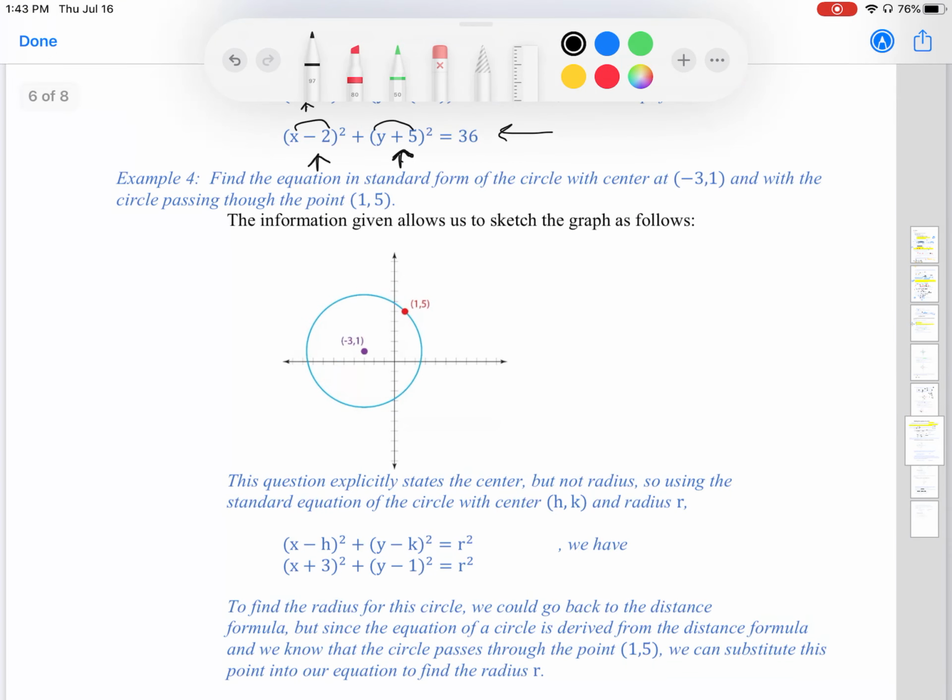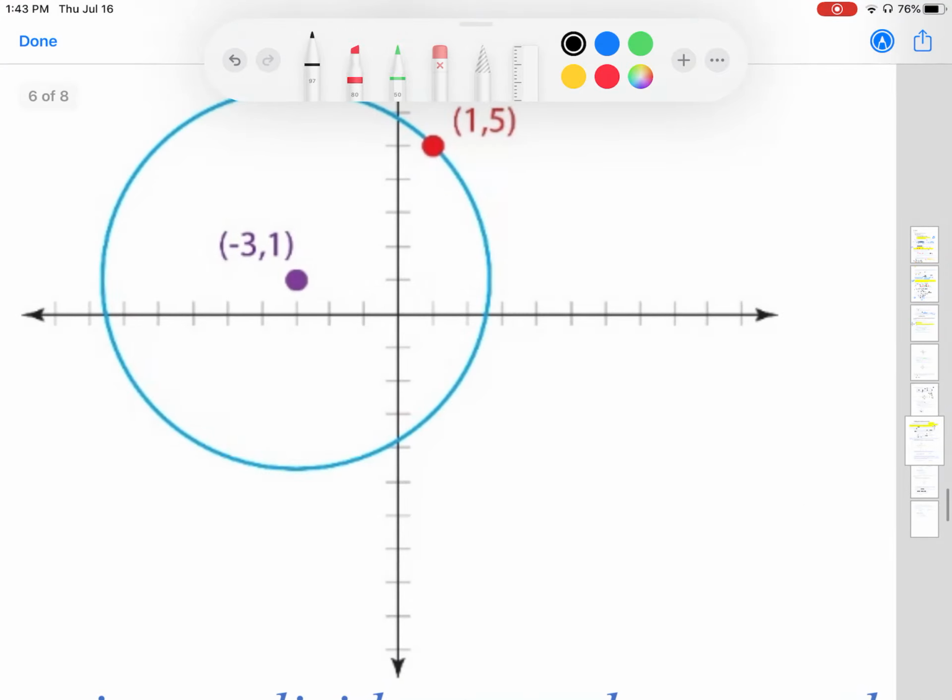Example 4. Find the equation in standard form of a circle with center (-3, 1), with the circle passing through the point (1, 5). All right. So here we have a picture that helps us out. We know we have a center, and if I have any other point on my circle, it would have to be an endpoint.